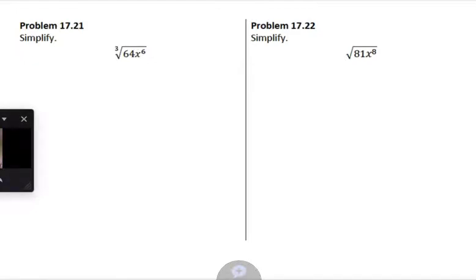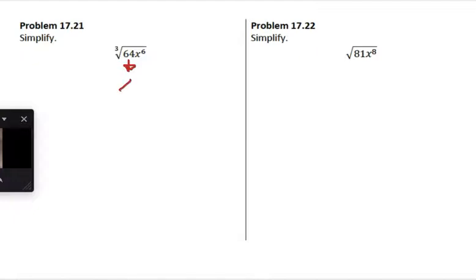So in the first problem, we are given a cube root. So we would like to find a number whose cube is 64. So think about factors of 64. For example, you might think of 8, but 8 times 8 is 64, which is 8 squared. It is not 8 cubed.